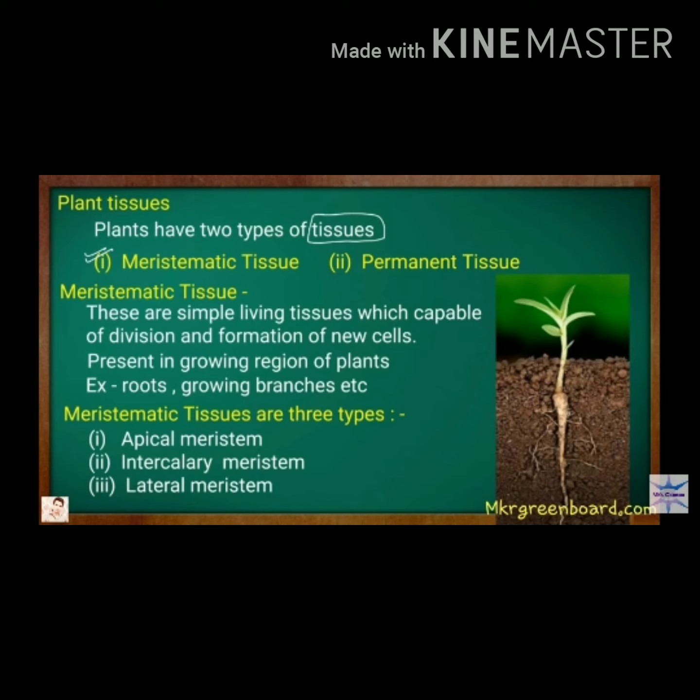Meristematic tissue is a simple living tissue which keeps dividing throughout their life, and they have thin primary cell walls made up of cellulose, mostly dense cytoplasm, prominent nuclei, and few or no vacuoles. They keep on dividing. They are found in growing regions, for example root and shoot tips. They may be spherical, oval, rectangular, or polygonal in shape.